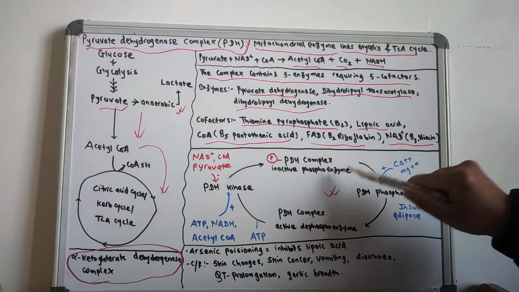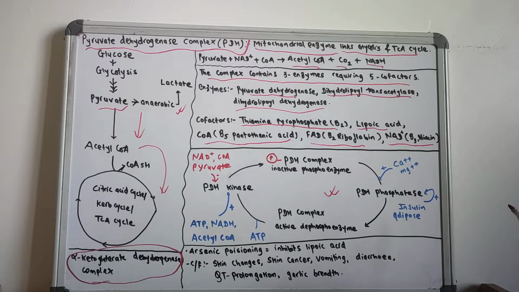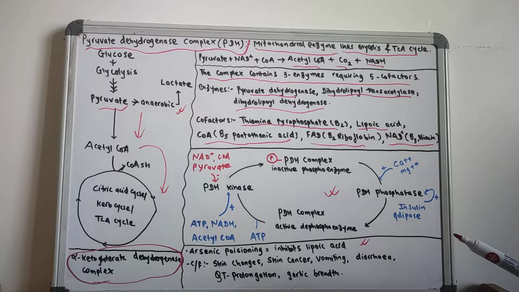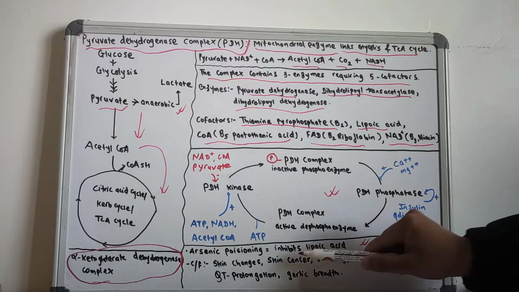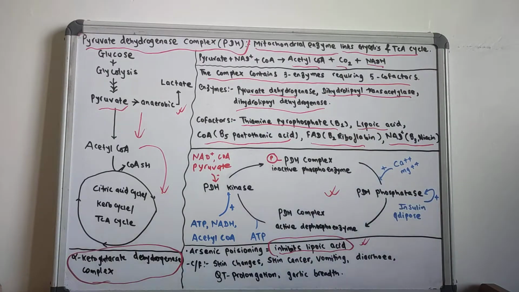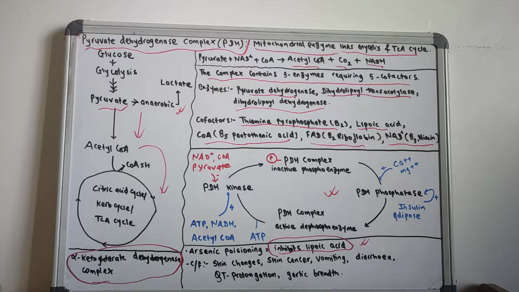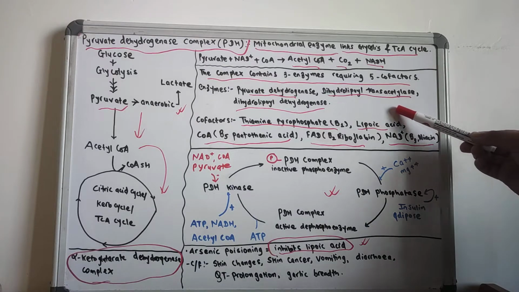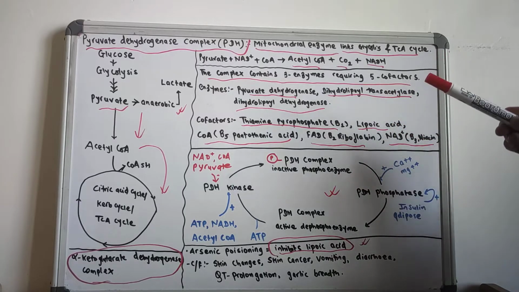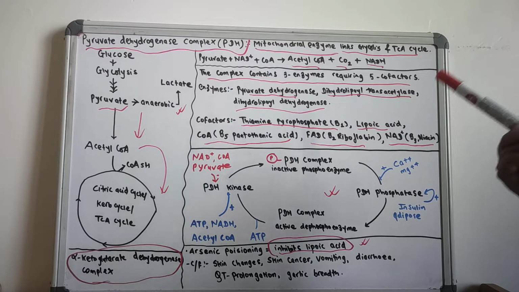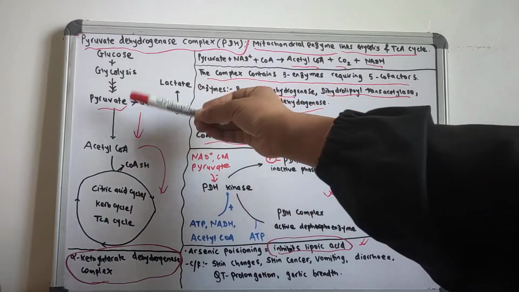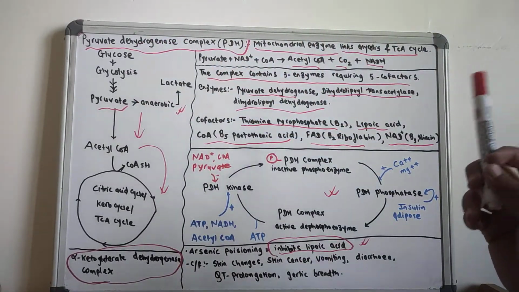So you have also learned about the regulation of the pyruvate dehydrogenase complex. Now let us talk about arsenic poisoning. Arsenic poisoning inhibits the enzyme pyruvate dehydrogenase by inhibiting lipoic acid. I told you that for the proper functioning of the pyruvate dehydrogenase complex, one coenzyme is required, that is lipoic acid. After arsenic poisoning, the lipoic acid is inhibited. So the pyruvate dehydrogenase complex cannot work properly, and there is more accumulation of pyruvate in the tissues.